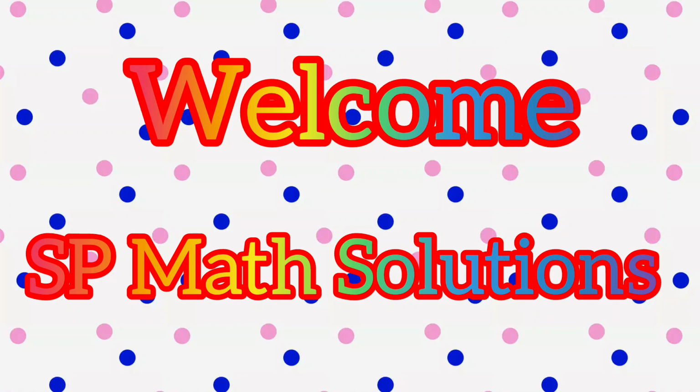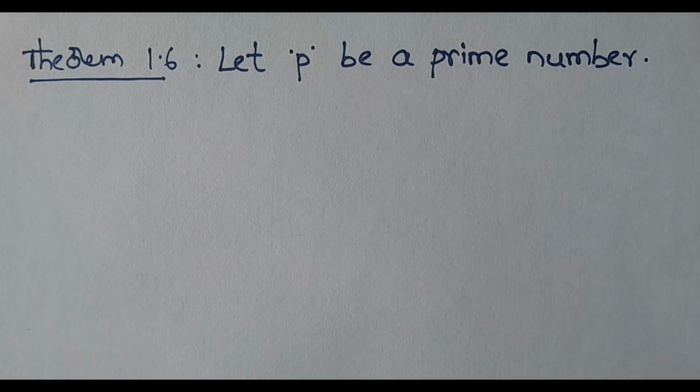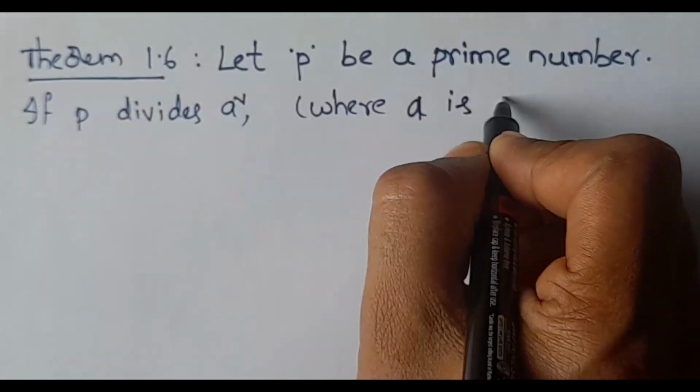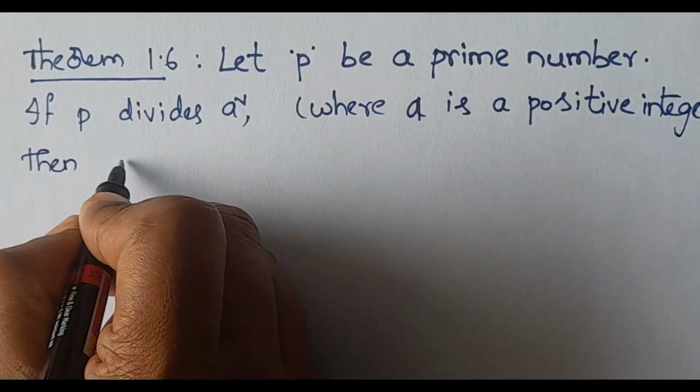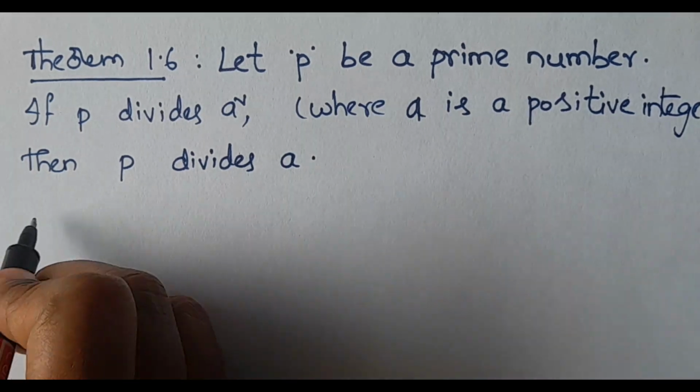Welcome to spmathsolutions, real numbers, 10th class maths, theorem 1.6. Let p be a prime number. If p divides a square, where a is a positive integer, then p divides a.